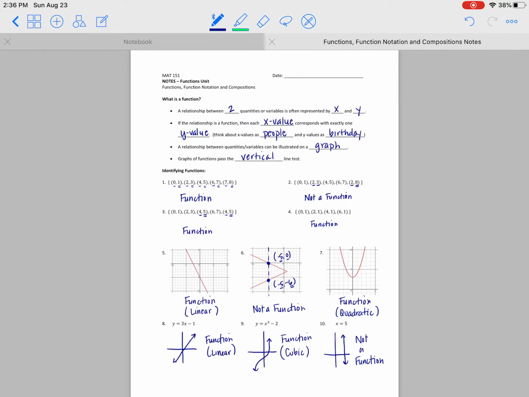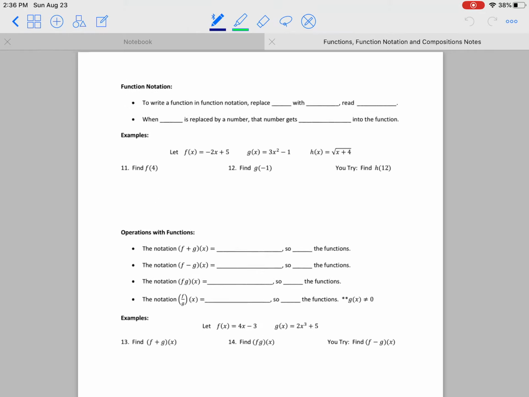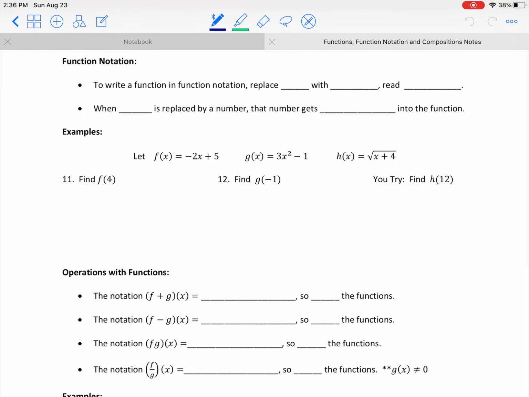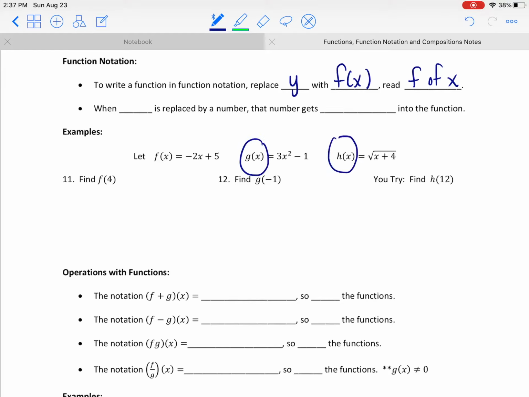Alright, so moving right along, now that we have established what it means to be a function, what we should also be able to do is use and evaluate with what we call function notation. So to write a function in function notation, basically what we're doing is we're replacing y with something like this, and we would read that f of x. Now it doesn't have to be f of x, it could be, and you see in the examples below, a g of x, or an h of x. Really we can use whatever variable we want there.